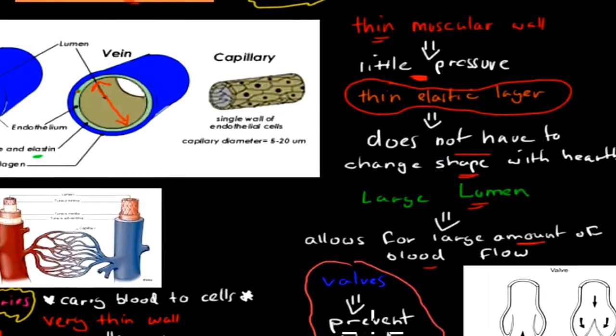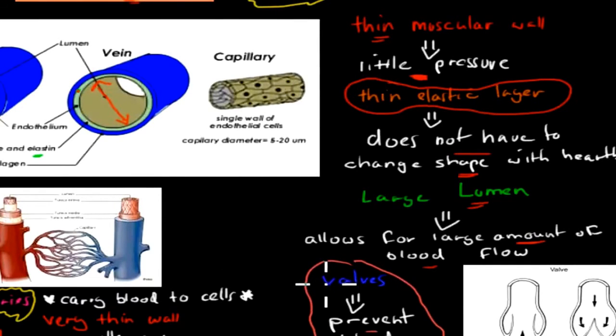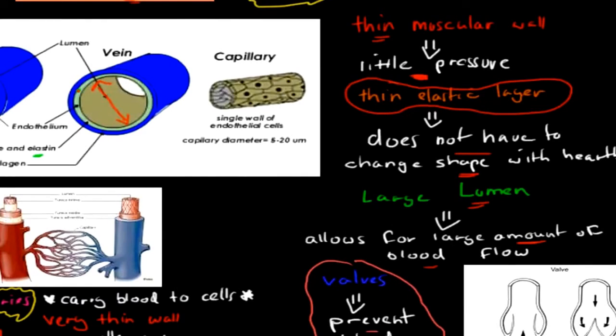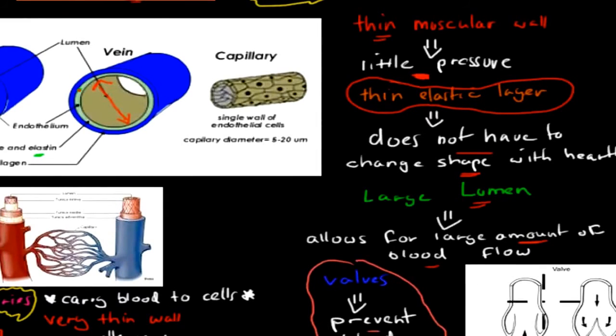Because valves prevent blood flowing backwards. When it comes to veins, if you think about it, blood has to move against gravity, it has to move back up. So here it's moving back up to bring it back to the heart. And how is it going to do that if it has no way of making sure that blood can't flow backwards?